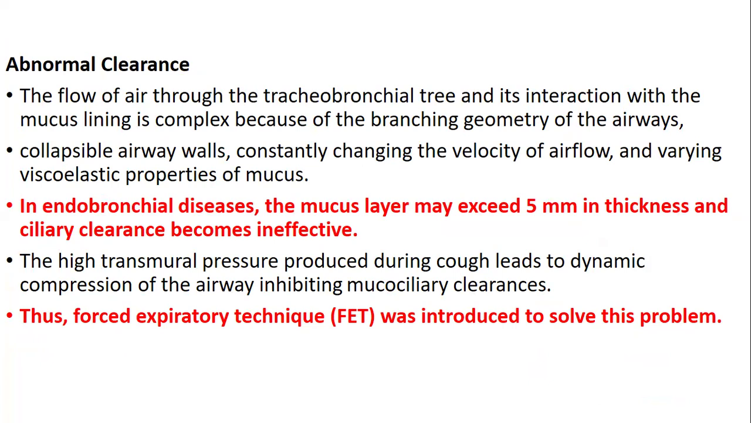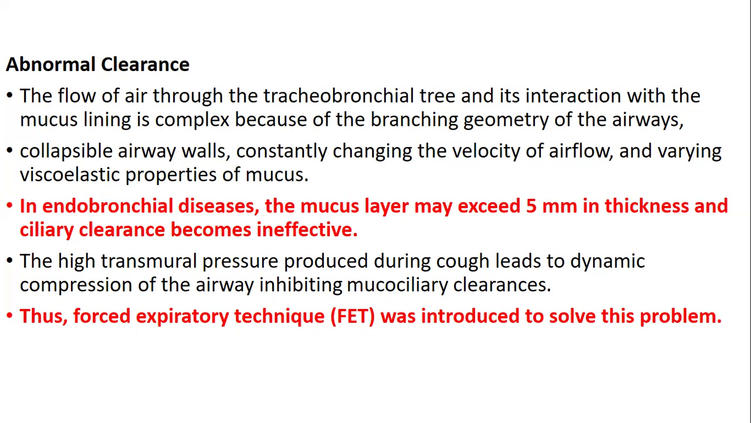Okay, so we've looked at the normal clearance and the facilitation thereof. Now let's also look at the abnormal clearance. Since the cilia is meant to work on a lining that is about 5 micrometers, disease can fall in and it can make this lining become thick. Some bronchial diseases would cause the mucus layer to exceed about 5 millimeters of thickness, and ciliary clearance becomes ineffective as the cilia physiologically cannot move on such a thick lining.